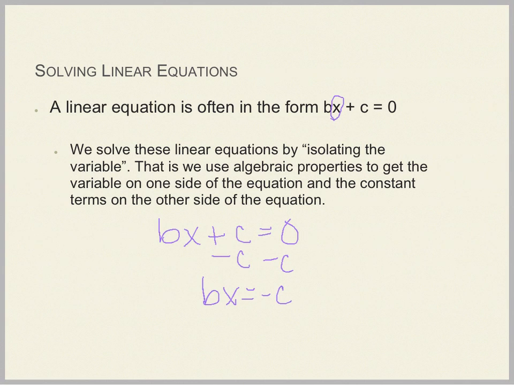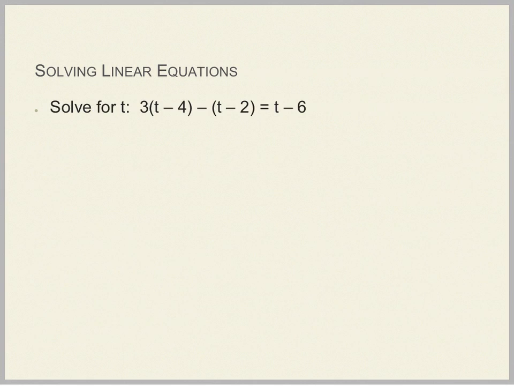And then we would need to divide by the constant of b on both sides, getting x equals a negative c over b. Here we're asked to solve for t, and we have t in multiple parts of this equation, so we need to first perform some algebraic manipulations in order to get t isolated by itself.